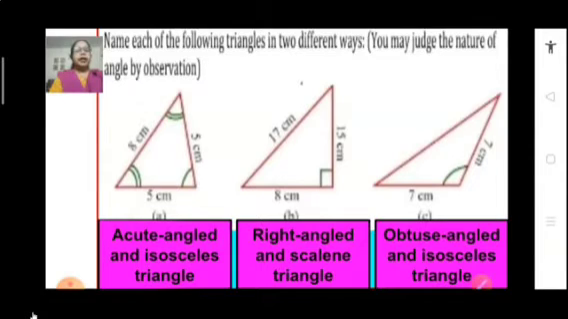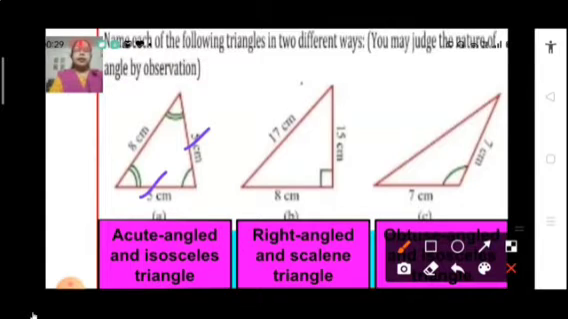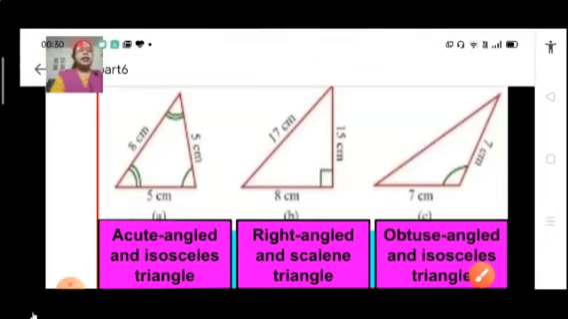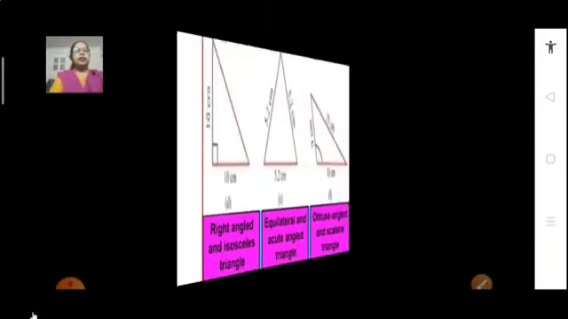So here by looking at them we can know about their angles. So first one, A, it has two sides equal, 5 centimeter and 5 centimeter, and all the angles are acute angles less than 90 degree. So it is an acute angle and isosceles triangle. B, it has one angle which is of 90 degree measure and all the sides are of different lengths. So it is a right angle and scalene triangle. Then C, here we have an obtuse angle in this triangle and two sides are of equal length. So it is an obtuse angle and isosceles triangle.